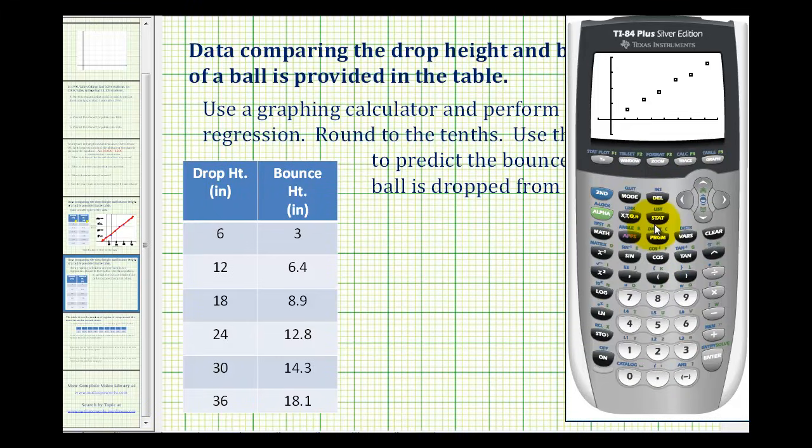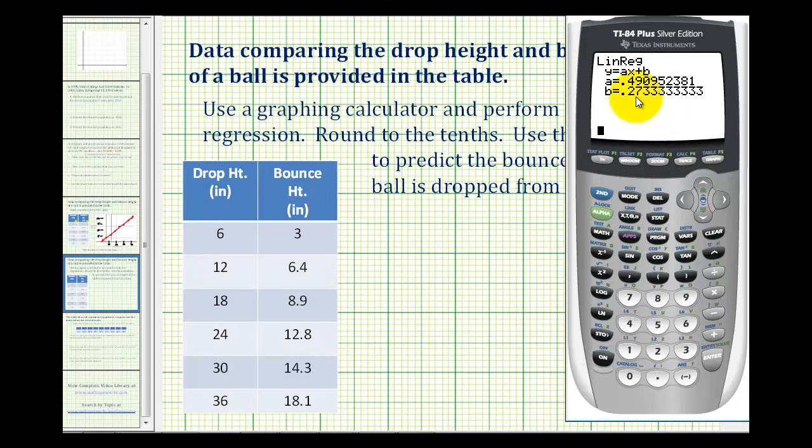So we're going to press the stat key, right arrow once to calculation, and then number 4 is for linear regression. Notice that A is going to be the slope and B will be the y-intercept. So we'll arrow down to number 4 and then press enter, and then enter one more time. And here's the equation for the line of best fit.